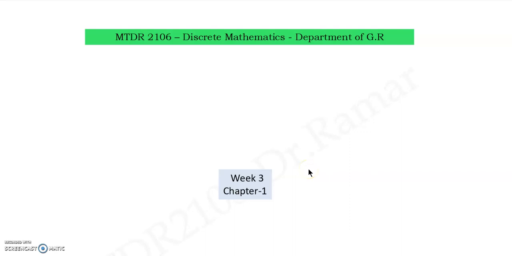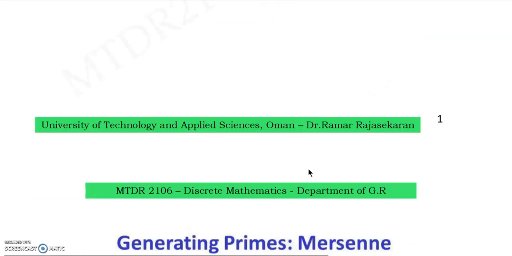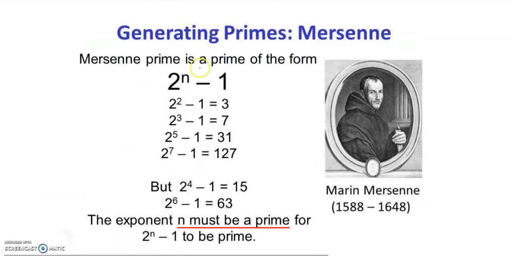Dear students, in this video we are going to see Mersenne primes, Fermat's little theorem, and then Carmichael numbers. Now you see here, what is a Mersenne prime? A Mersenne prime is a prime number of the form 2 to the power n minus 1. This is called a Mersenne prime.